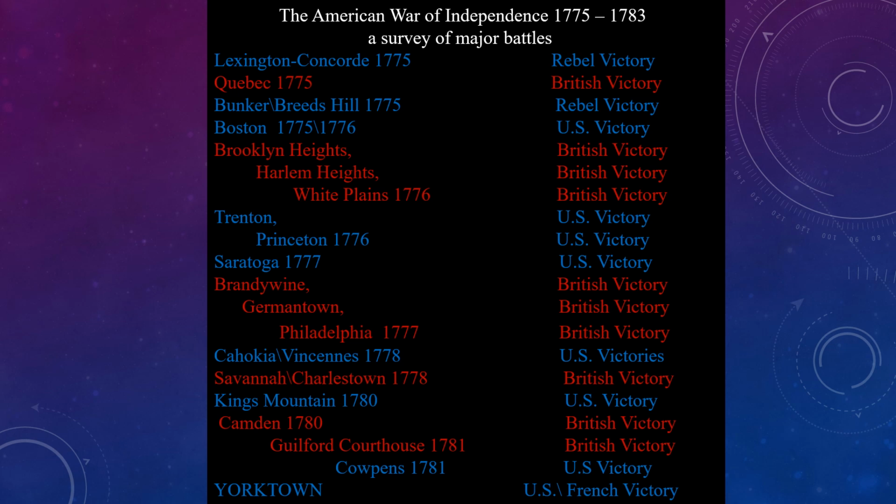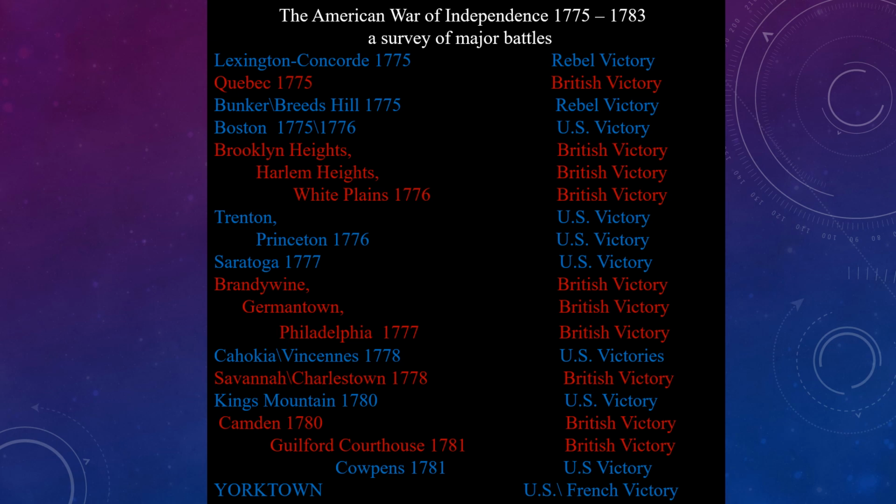Lexington Concord, I have it up there as a rebel victory. That's before the American Declaration of Independence, so they're still rebels. Quebec, 1775, a British victory. Bunker Hill, Breed's Hill, still a rebel victory. Then Boston, 1775, 1776, a U.S. victory.